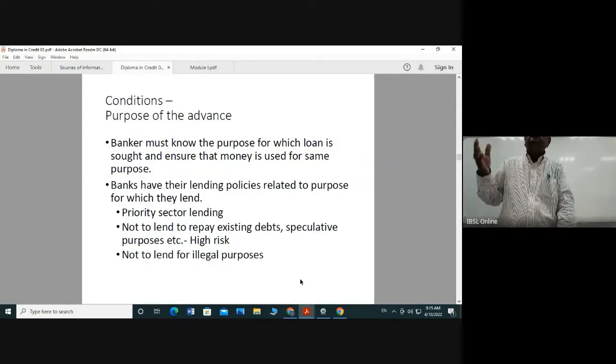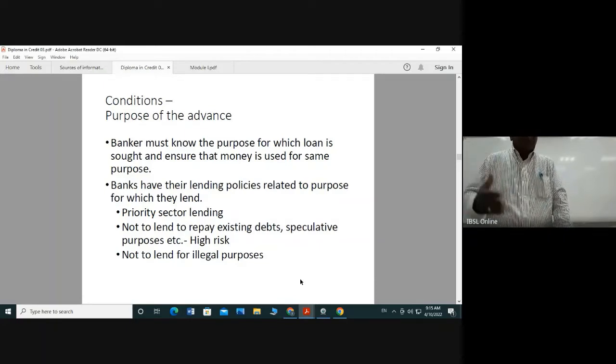Banks have their lending policies related to the purpose for which they lend. We have already discussed this. Banks have their lending policy stating for what purposes they are granting. It is stated there in their credit policy document, which we have discussed.